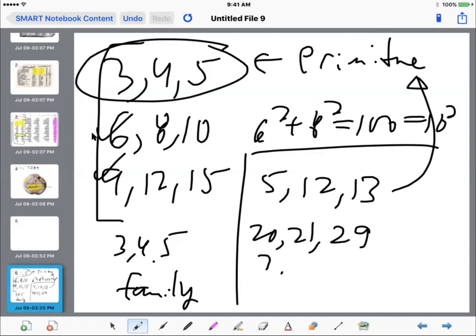7, 24, 25. There's one more where the numbers are small. If you're looking for all the Pythagorean triples where the numbers are less than 30, it's 3, 4, 5, 5, 12, 13, 20, 21, 29, 7, 24, 25, and there's one more. Algebra teachers, you're pretty much limited to this set when you make up questions.